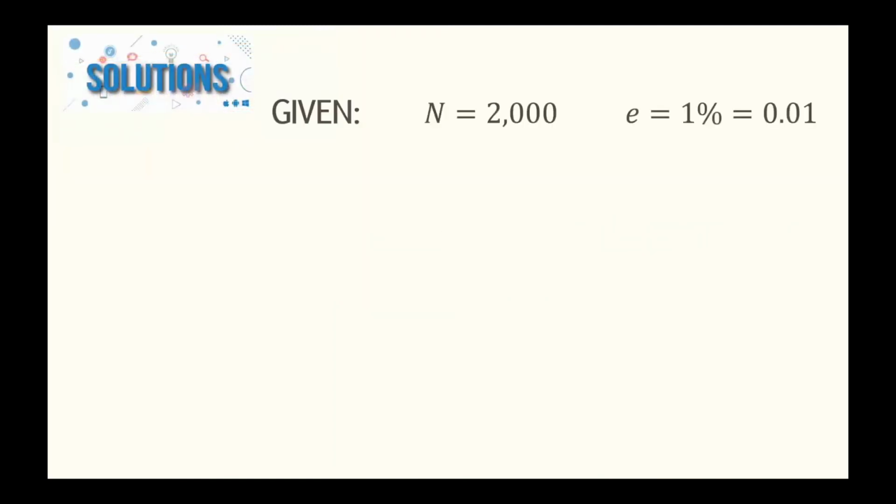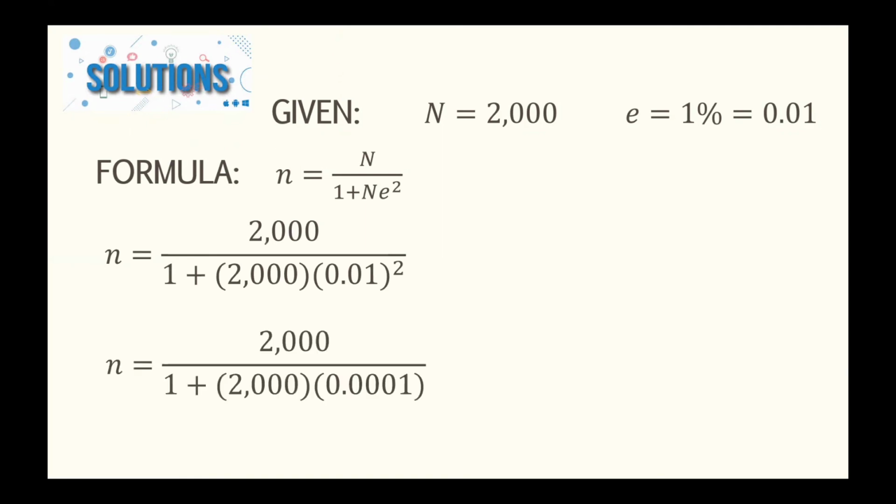For the solutions, we have the given population size, we have 2,000. The margin of error or the level of precision is 1%. To get the decimal form of 1%, 1 divided by 100, that is 0.01. We're going to apply the formula. We have n equals the population size all over 1 plus the population size multiplied to the margin of error squared. Substitute the given values and then simula ka dito sa nakasquare na number.